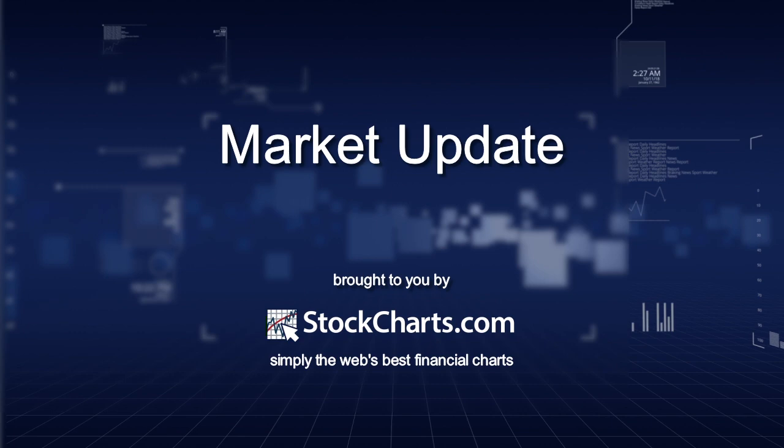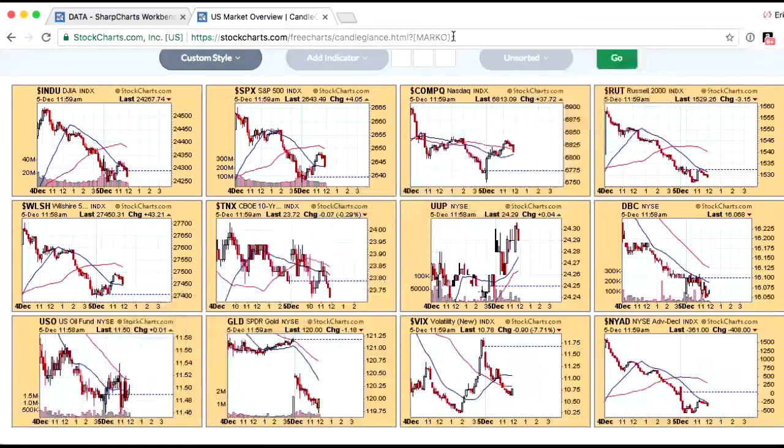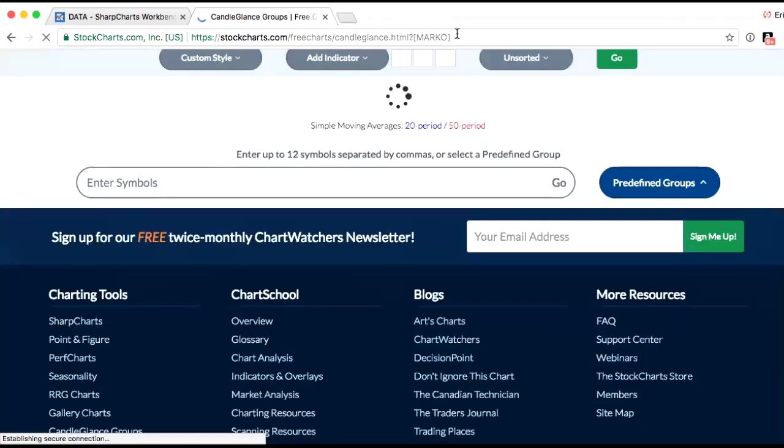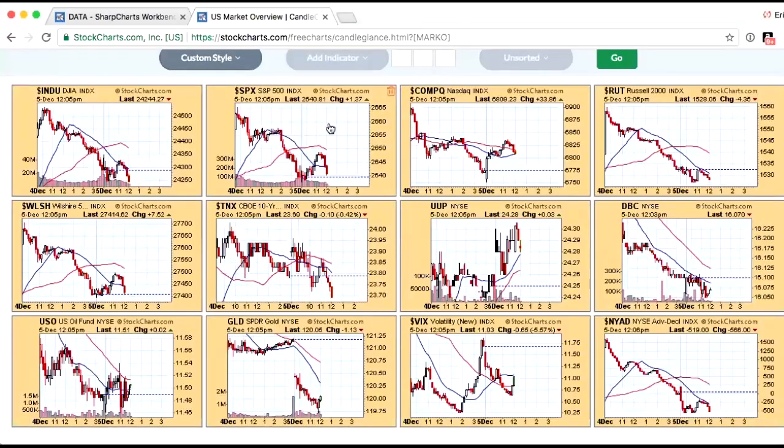All righty, here we go. Candle glance. I'm going to go ahead and refresh it. I think that's always a good idea when we're looking at live charts. All right, so the market was kind of choppy this morning when you look at the Dow anyway, trying to make a move up in a rally, but with the S&P 500, and you can see pretty much all of the major indexes failed to hold that intraday high and are now falling.